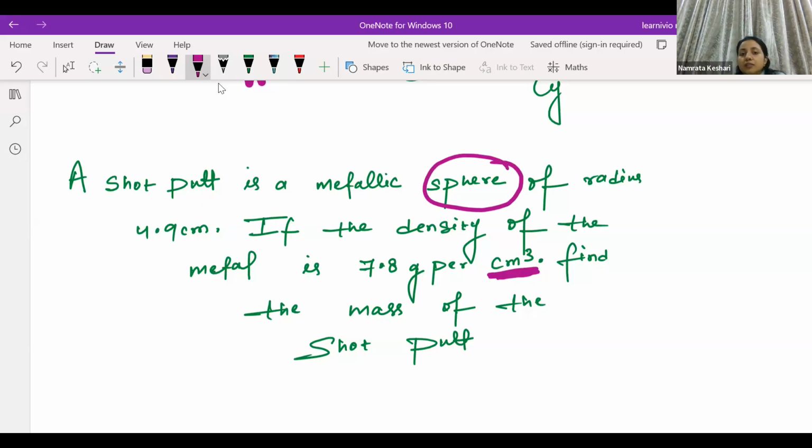A shot put is a metallic sphere. We are having a shot put, which is a metallic sphere of radius 4.9. If the density of the metal, the metal which is used to make this shot put, is 7.8 gram per centimeter cube, then we have to find the mass of this shot put. We have a relation between density, volume, and mass. If you have seen this formula in physics, great. If you have not seen so far, this is the formula. Density is equal to mass by volume.